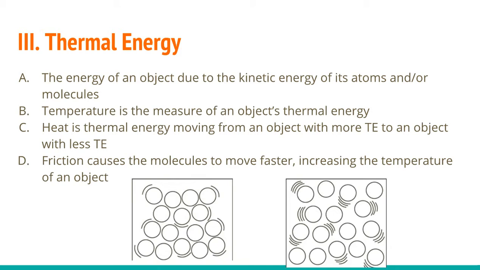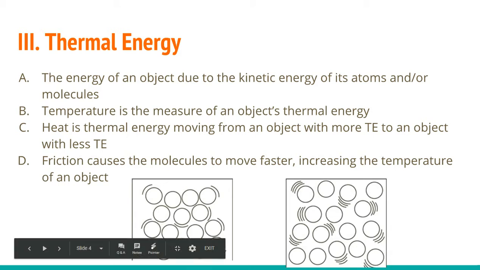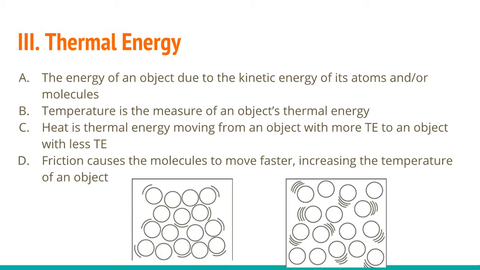As we look at thermal energy, it's the energy of an object due to the kinetic energy of its atoms and or molecules. So it's this motion of the molecule. So temperature is the measure of an object's thermal energy. Heat is thermal energy moving from an object with more thermal energy to an object with less thermal energy. So heat is just this movement of this thermal energy. And this force of friction is going to cause molecules to move faster, increasing the temperature of the object.